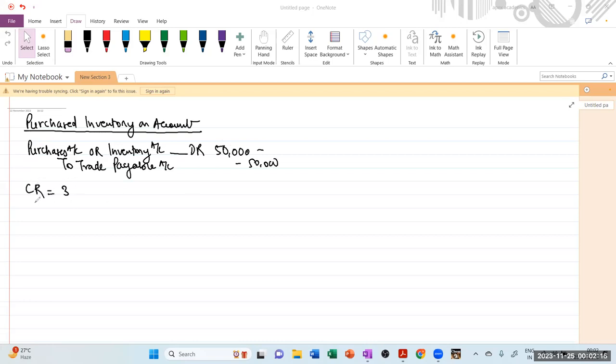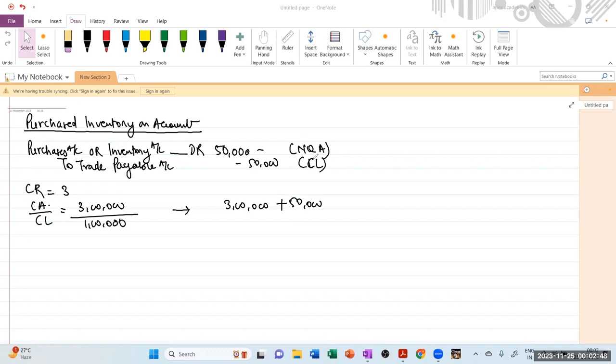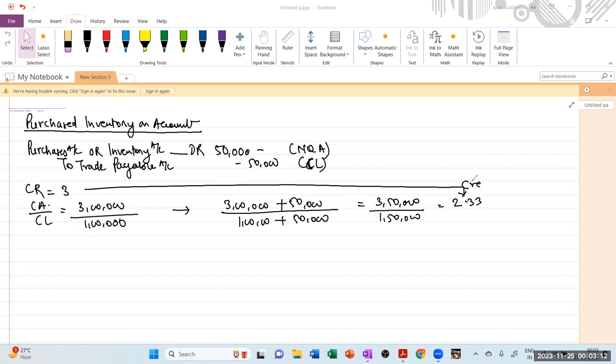Current ratio is 3. So can I say that current assets upon current liabilities is 3 lakhs upon 1 lakh. Now this is why I said I made a blunder. Please pay attention. Now, what will this be? 3 lakhs plus 50,000, because inventory is a non-quick asset and this is a current liability, correct? Upon 1 lakh plus 50,000. 3.5 lakh upon 1.5 lakh. 3,50,000 divided by 1,50,000. What is your answer? It is 2.33.